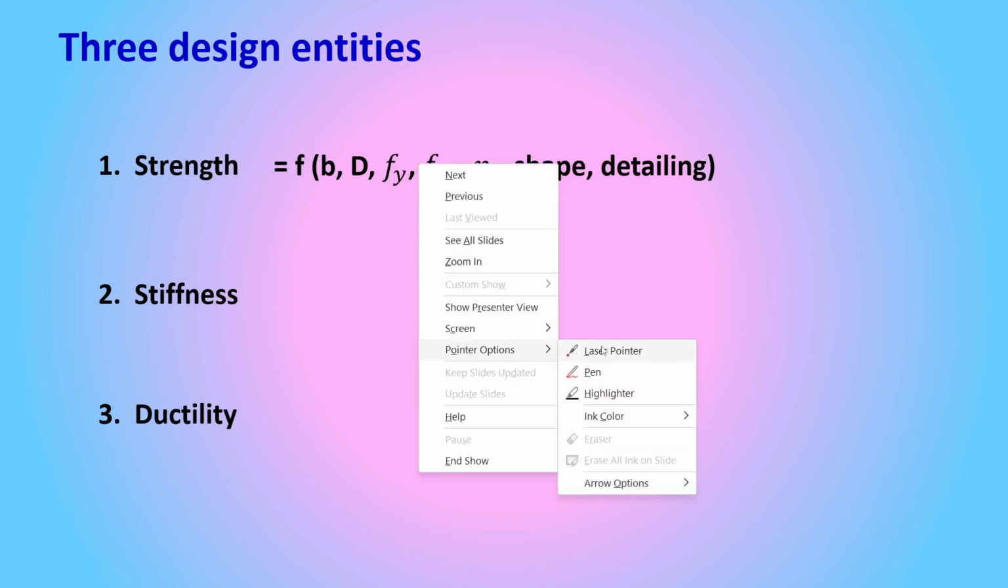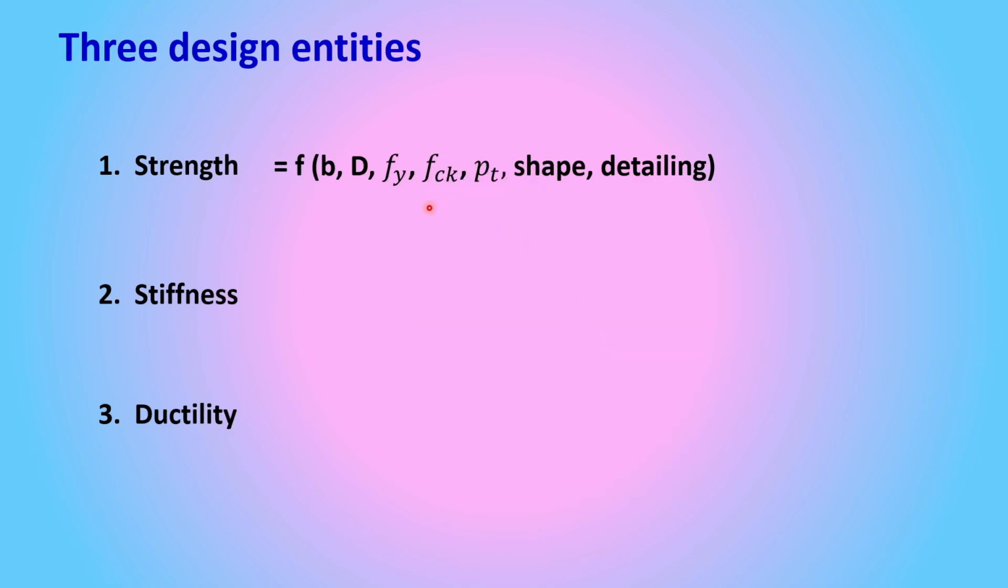So let us understand what the implications are within this. Strength is a function of the sizes, the width of the section, the depth of the section. Then it is the material characteristics, the yield strength Fy, or if it is concrete then fck, and if it is concrete then percentage steel. Then shape, whether it is rectangular or other sections like I sections, it will depend on that. And detailing. Now how will detailing affect the strength?